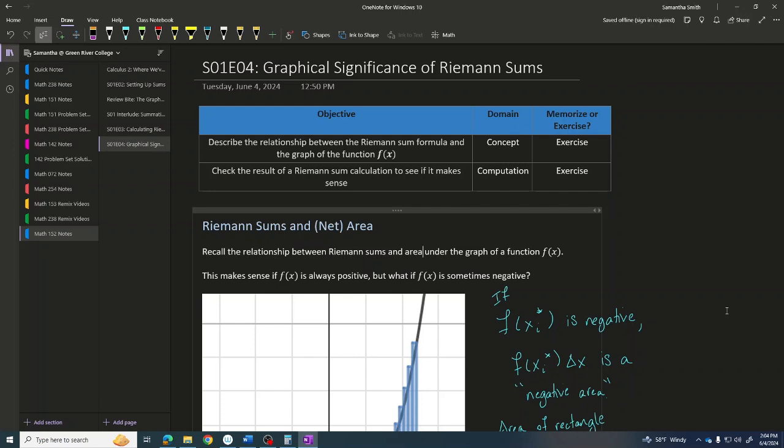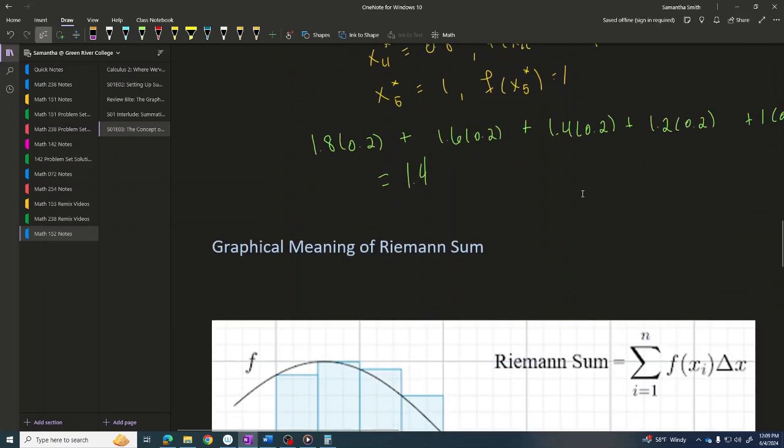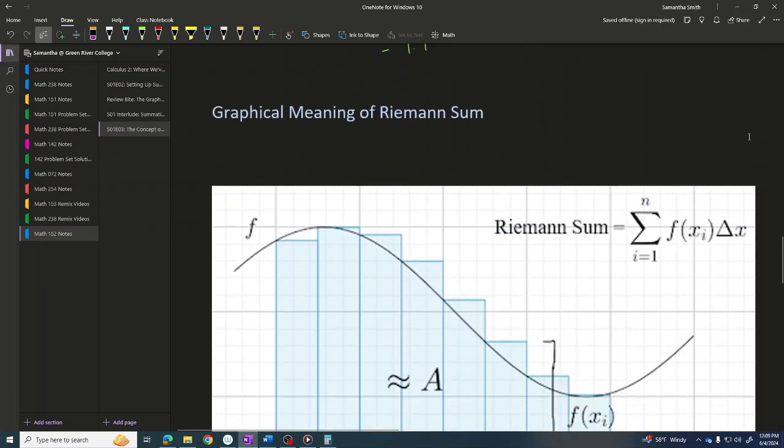Our new objectives are to describe the relationship between the Riemann sum formula and the graph, and to use the graph of a function as a quick and easy way to check to see if our Riemann sum calculations make sense, or if the value that we calculated is totally outrageous and absurd, and we made a mistake. I want to talk a little bit about the graphical meaning of these Riemann sums, relating the Riemann sum that we've just calculated to the graphical representation of a function.